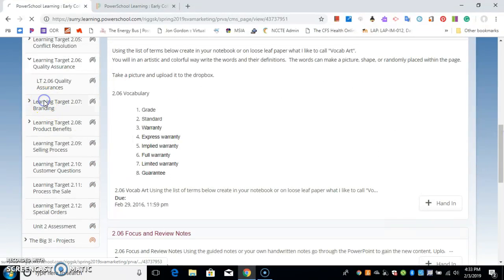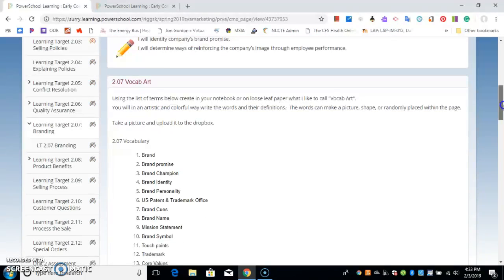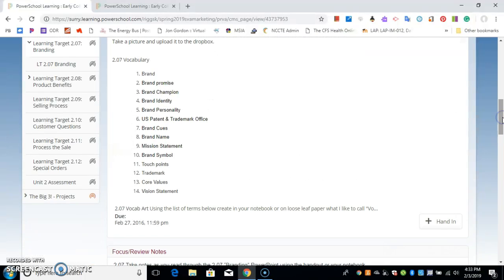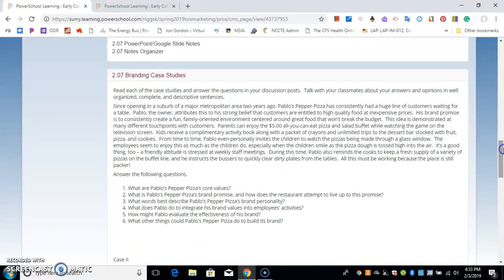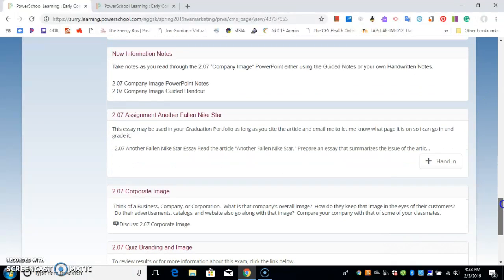And 2.07 is branding and the importance of branding. What's a brand promise? A brand identity? What do you think of when you look at a certain brand? What is your thought process? What's a brand that is trusted? And you've got some case studies here.